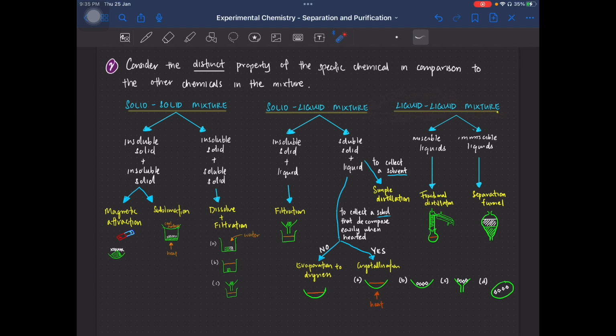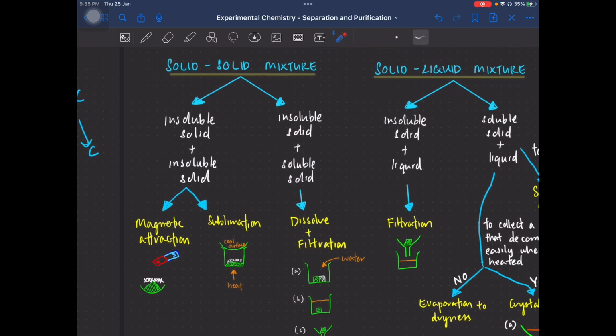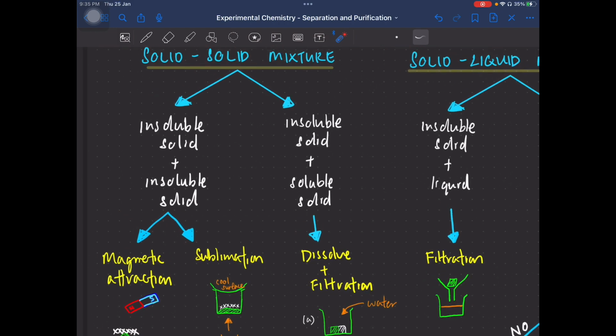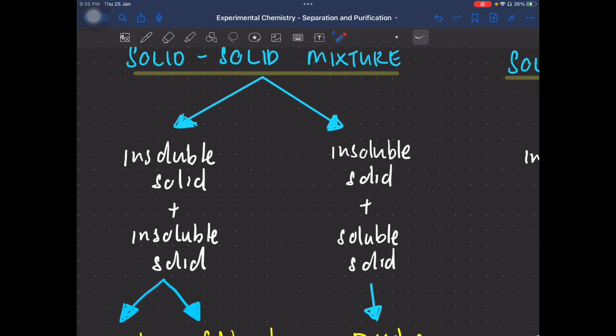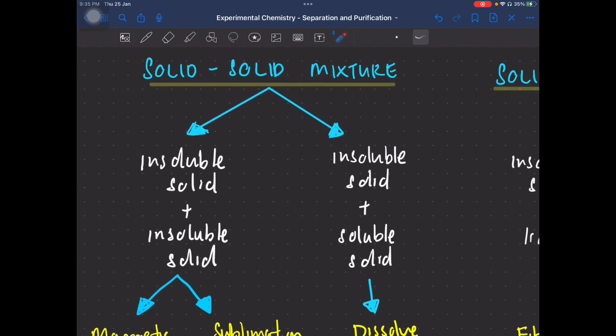So we're going to take a look at the first one, which is the one on the extreme left, the solid-solid mixture. So let me just zoom into this portion. For a solid-solid mixture, there are actually 2 possible scenarios. One is whereby both of the solids are insoluble. That means they are, for example, sand and rock. They are all insoluble. Or you can have a case whereby you have an insoluble solid, but you also have a soluble solid, like the example that we spoke about, for example, sand and salt. So there are 2 possible scenarios depending on whether the solids are soluble or not.